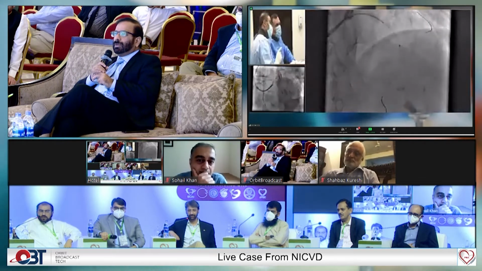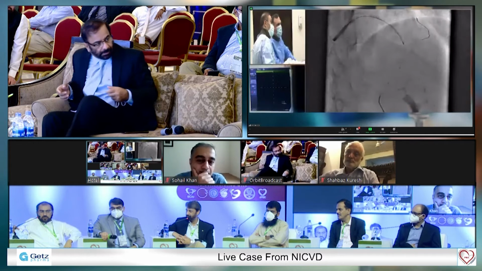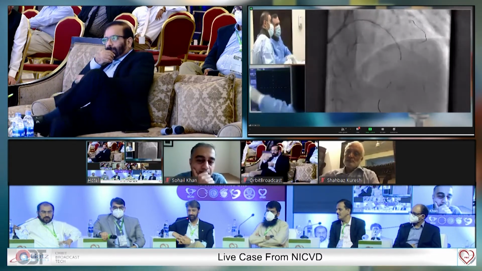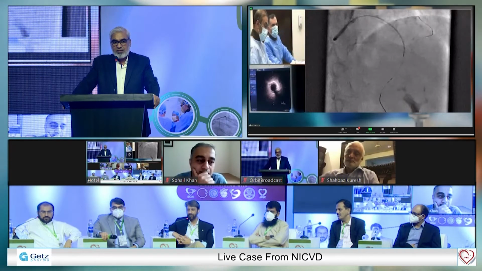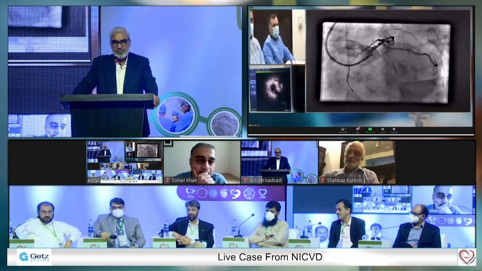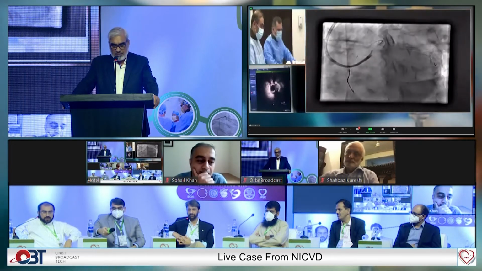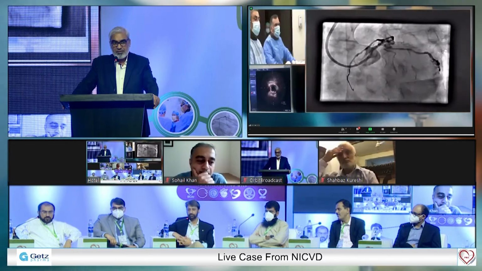Agree. The other important issue here is because the angle is not so favorable for the culotte, the angle I think is more than 70. So my first preference strategy will be the DK crush or the TAP. Because if the angle is more than 70, I don't think culotte is so favorable for this type of bifurcation.